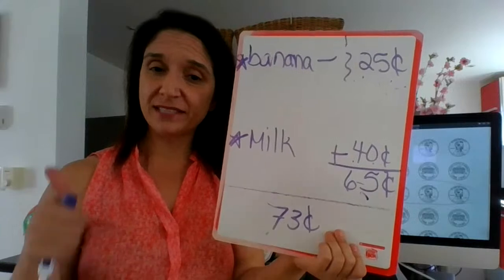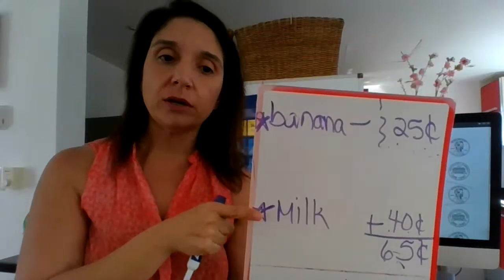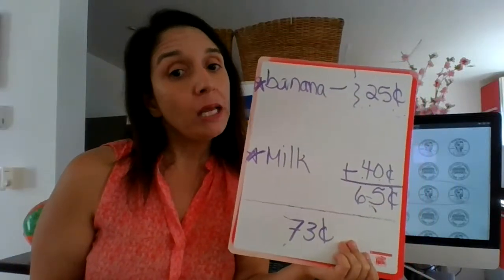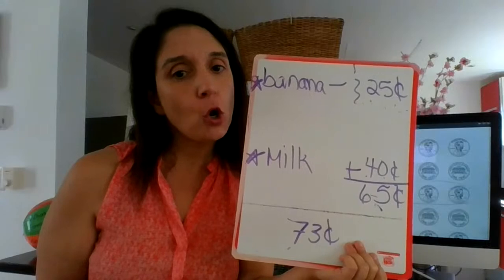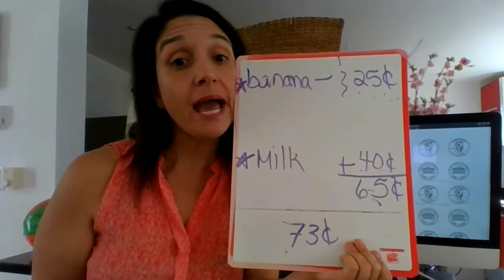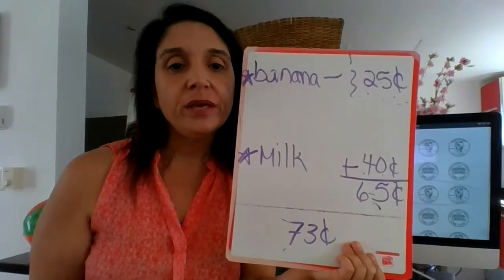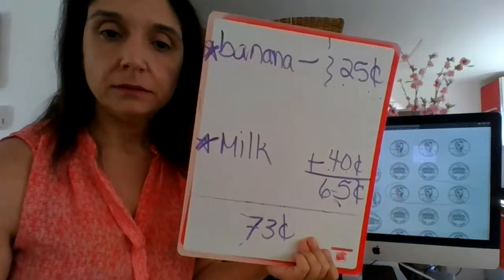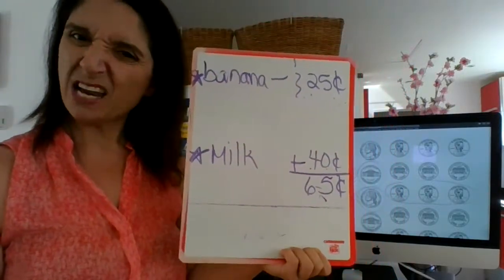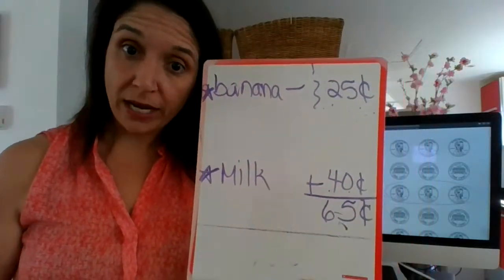It's 65 cents. Super. Now, if I buy the banana and the milk for 65 cents and I have 73 cents, how much money will I have left over? How much money will I have left after I buy the milk and the banana? Anybody know? What do I have to do? Do I add? No, you're right. I need to subtract, right?